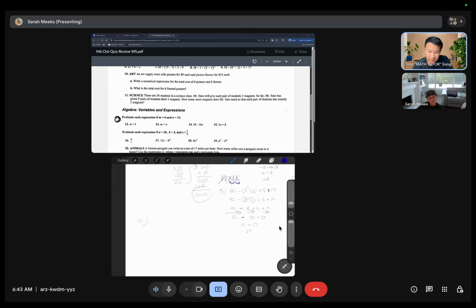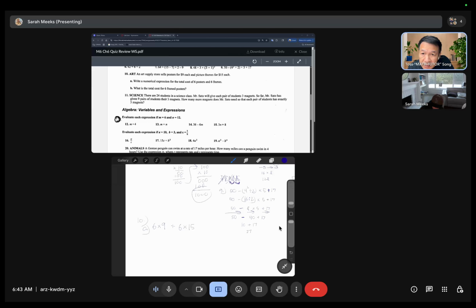So I think you can see how this works. You're gonna multiply the number of posters, which is 6, by 9, because that's the cost of each one. So it'd be 6 times 9 or 9 times 6. I'll do 6 times 9. But the word and, you see, and 6 frames, that's a plus. You're gonna add 6 frames, but each frame is 15 each. So that means it's 6 times 15. So here is the expression that you should be writing for A.